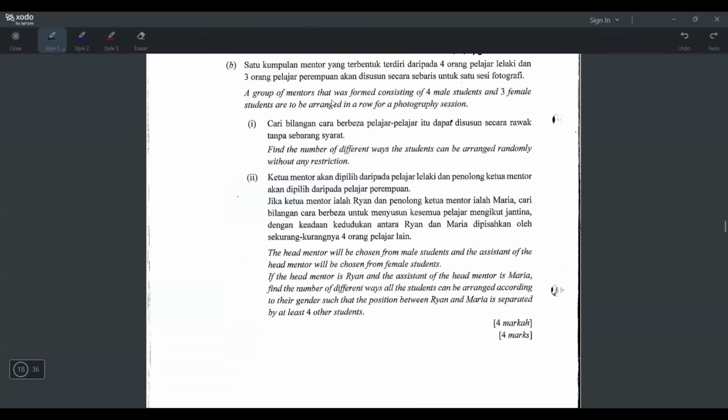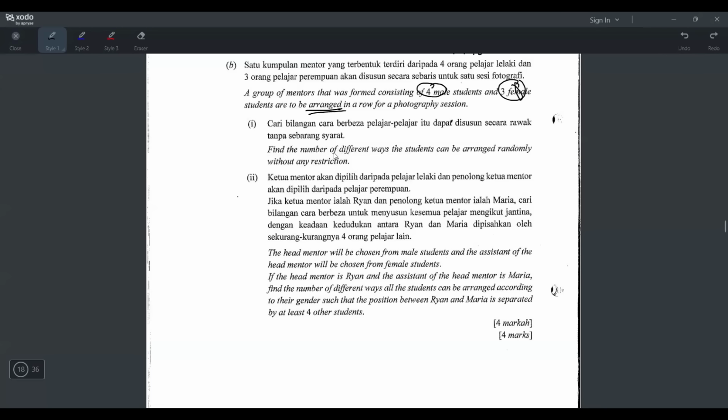Okay, soalan B. A group of mentors that was formed consisting of 4 male and 3 female students are arranged in a row for a photography session. So you see the keyword here, arranged, right? So do we use P or C for this question? We will use P, permutation, because it is arranged and it's for a photography session. So when you terbalikkan tempat duduk dua orang, the photo will come out different, right? So the order is important. The arrangement susunan dia penting. So when the order is important, we will use P, permutation.